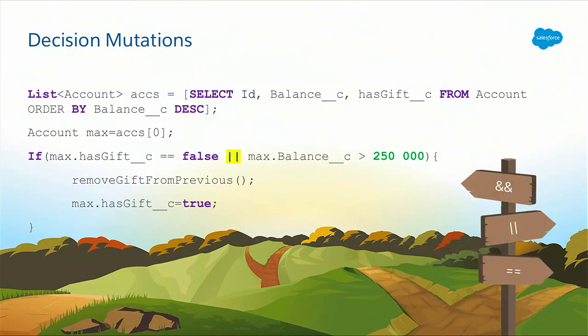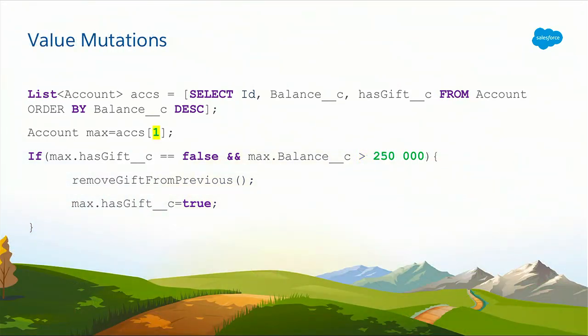A mutant would look like this. You can see highlighted in yellow, AND was changed into an OR. I could create a mutant also by changing bigger than to bigger than or equal. Or we could have value mutations where it would go through your code, find magic numbers, and then substitute them with another random number. What it would do in this situation is that I will no longer receive the account with the highest balance, but the second account with the highest balance.